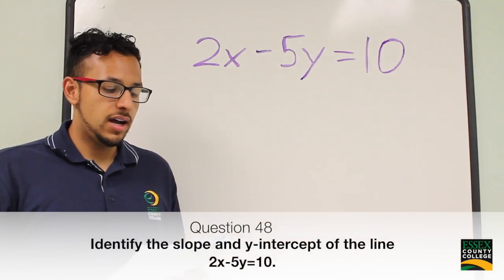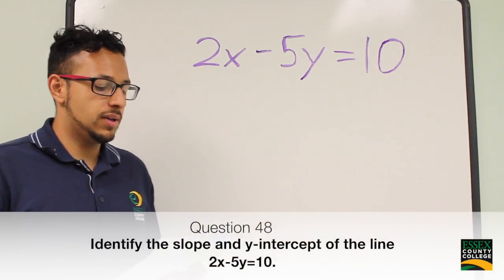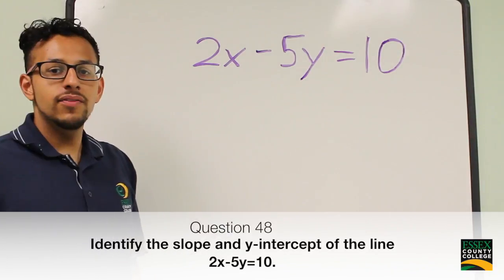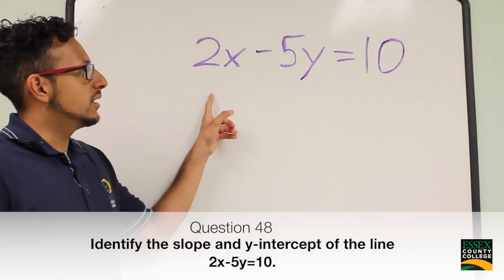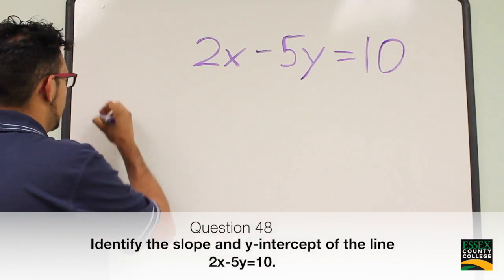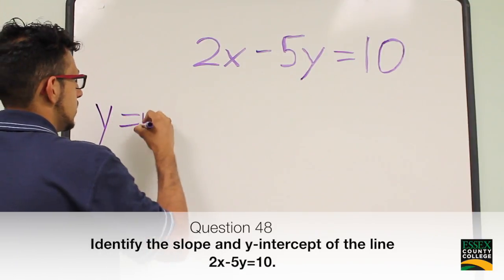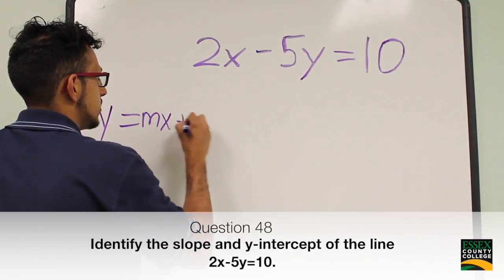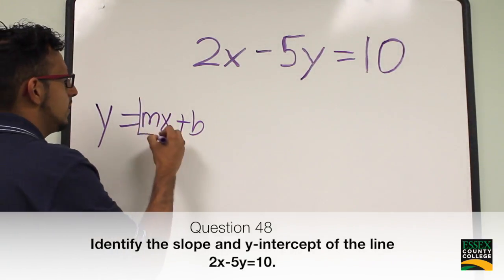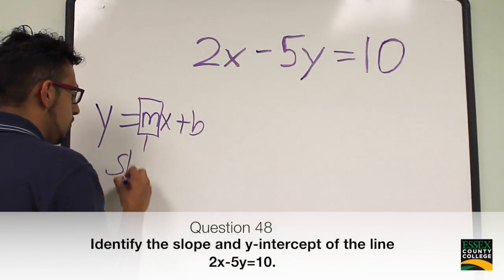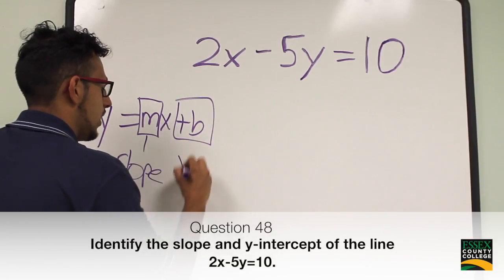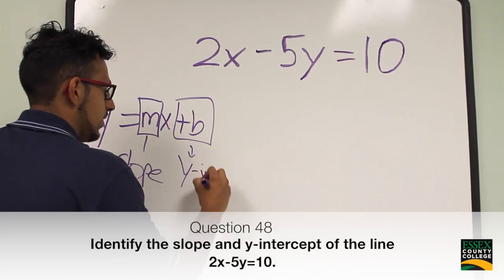The problem states, identify the slope and y-intercept of the line 2x minus 5y equals 10. To identify the slope and y-intercept of this line, the easiest way is to change this equation to look like y equals mx plus b, because the m in this case is the slope and the b is the y-intercept.